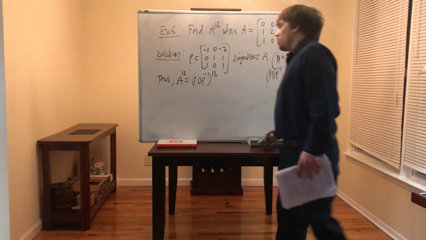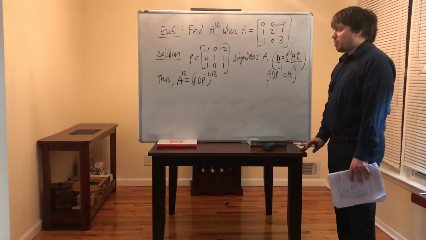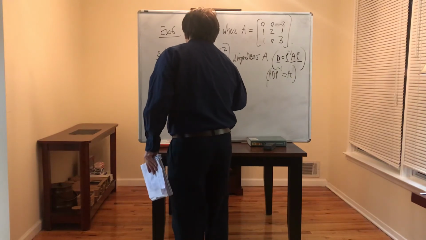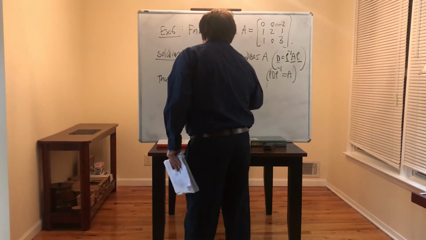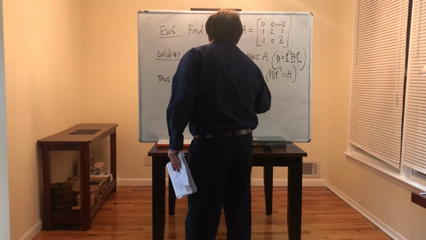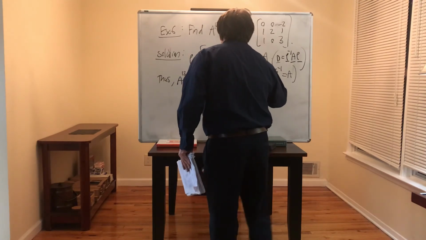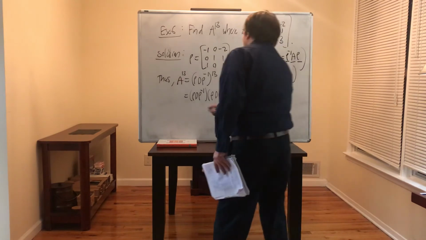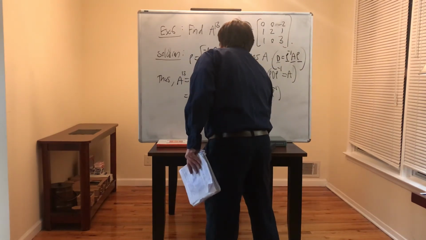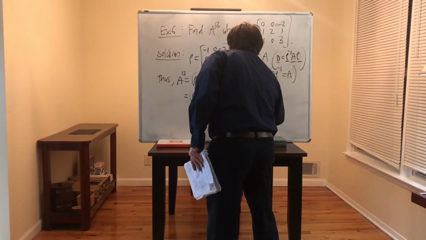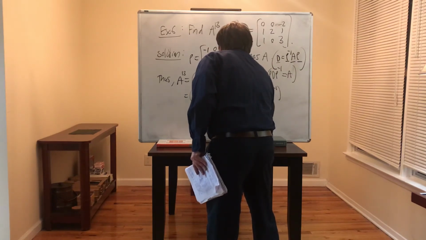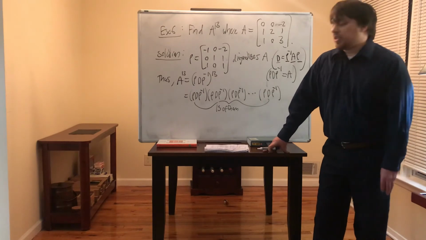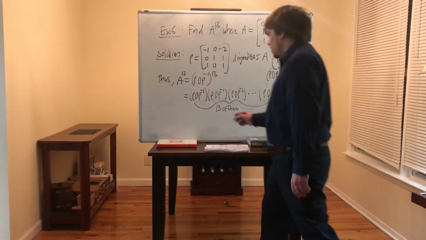So A to the 13th power is equal to P times D times P inverse, raised to the 13th power. And what that equals is P times D times P inverse times P times D times P inverse times P times D times P inverse times P times D times P inverse, where you repeat this, where you multiply 13 of them. Okay? And so I'm actually not requiring you to multiply them 13 times. Instead, this is what happens.